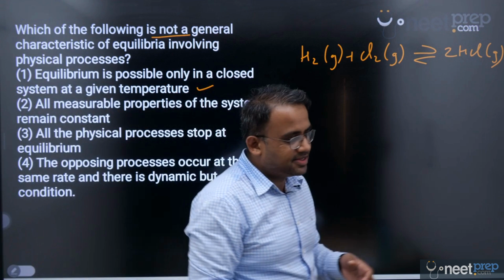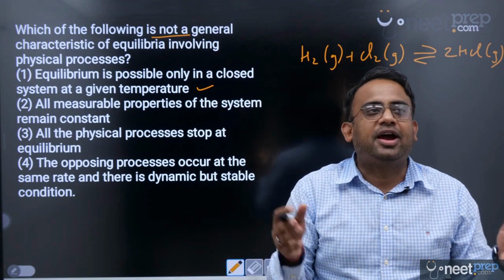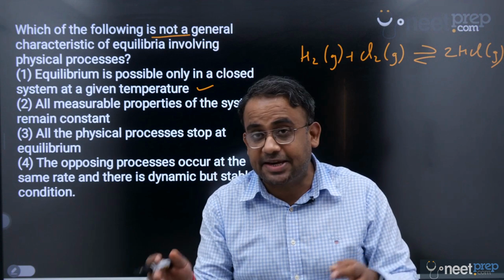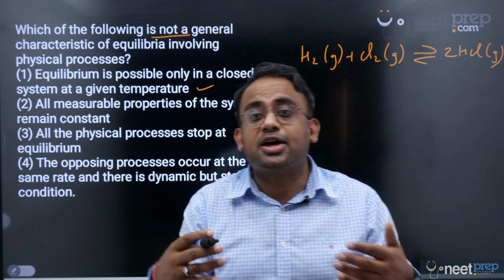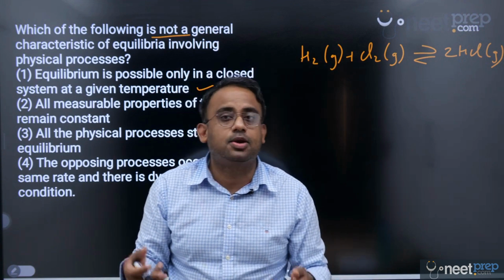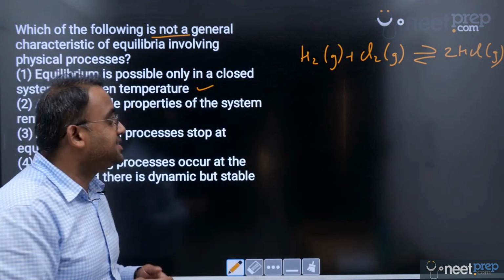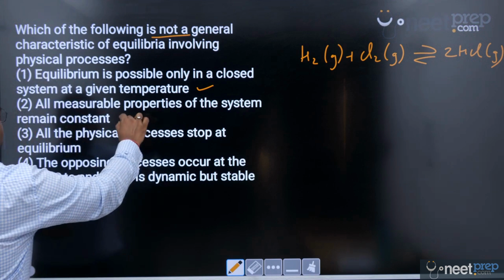Yes, equilibrium is a state in which factors such as temperature, pressure, volume, quantity of substance, concentration, and any color associated with any reactant or product become constant when the equilibrium state is achieved. So this is also a correct statement.